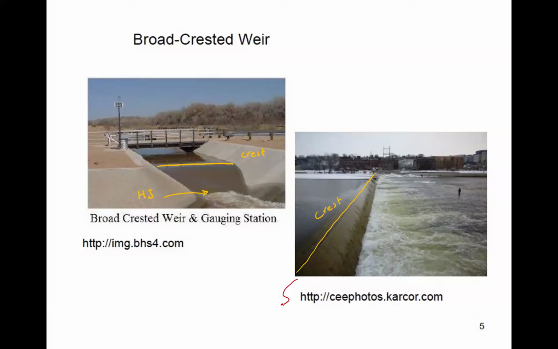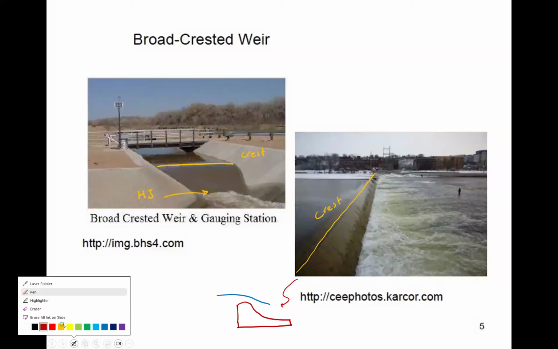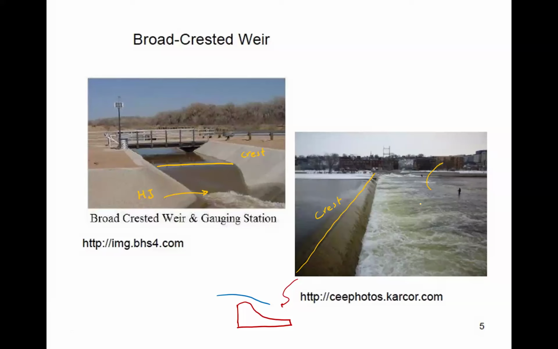Hard to see, of course, as an oblique image, but if you cut a section, very likely it's going to look like this. And the flow is going over the crest, something like that. And then again, we have a hydraulic jump downstream. Not surprising. Again, a very, very common situation.